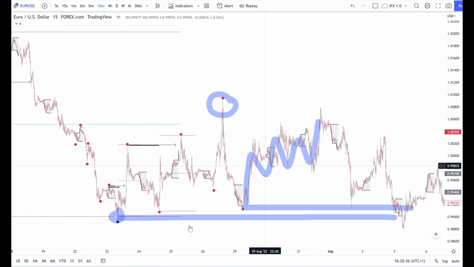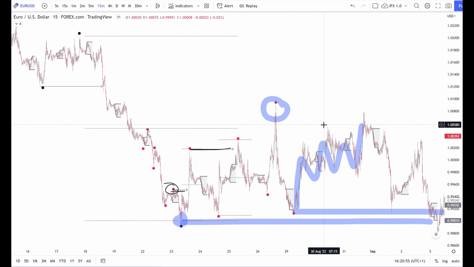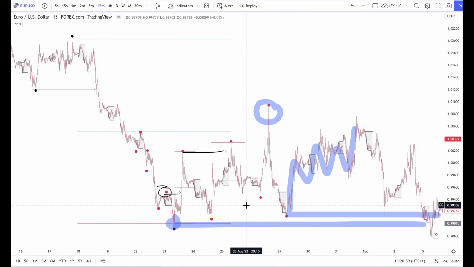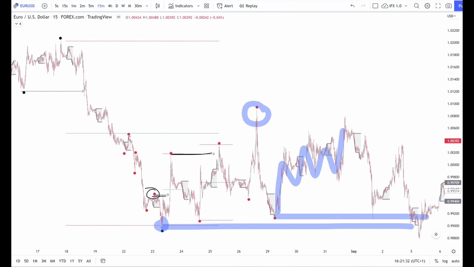And I understand some people, when they see change of character, are a bit hesitant to get in, which is completely fine. So perhaps you could look to get in after you see internal structure breaks. And when you see 2 structure breaks from an internal standpoint, that's potentially telling you that the pullback is likely definitely going to happen at that point. Now, like I say, price can do what it wants when it wants. But we're just using these examples, or these little clues that price is showing us, in order to get into our positions.